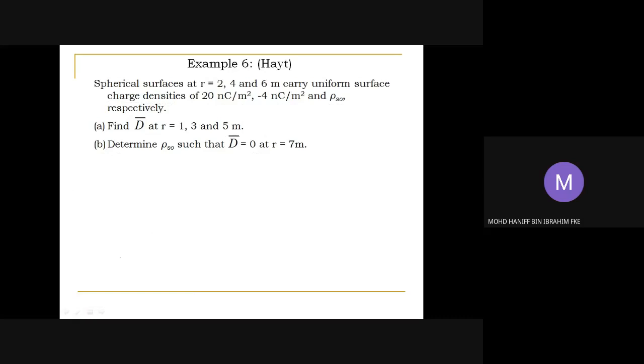Okay, so we can write Gauss's law: the integral of D dot dS equals the enclosed charge. Sorry, my mistake again. Sorry for this.